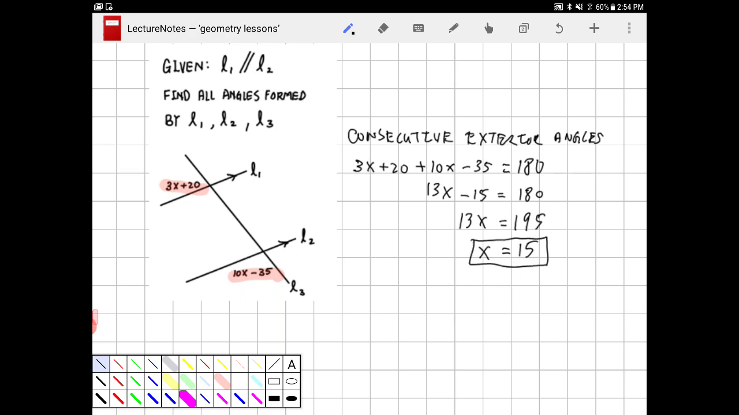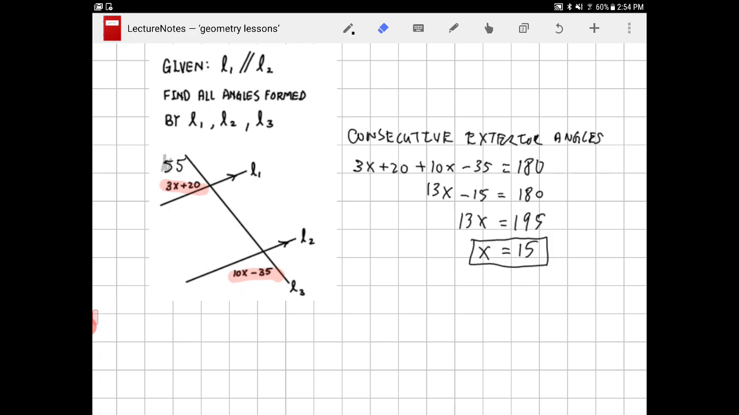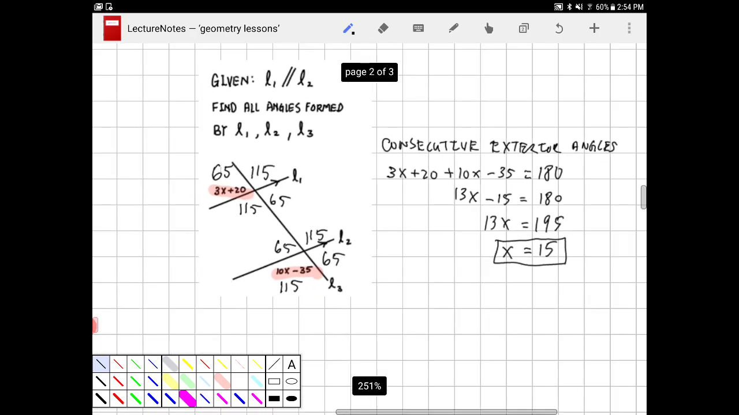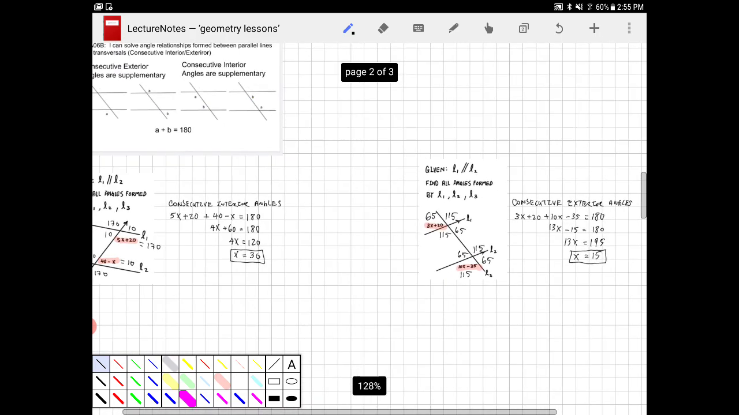If x is equal to 15, what are all the angles formed between the transversal and the parallel lines? It will turn into 3 times 15 is 45, plus 20 is not 55, of course not. It's 65. So we have 65, 115, 115, 65, 65, 115, 115, and 65. And there you have it.